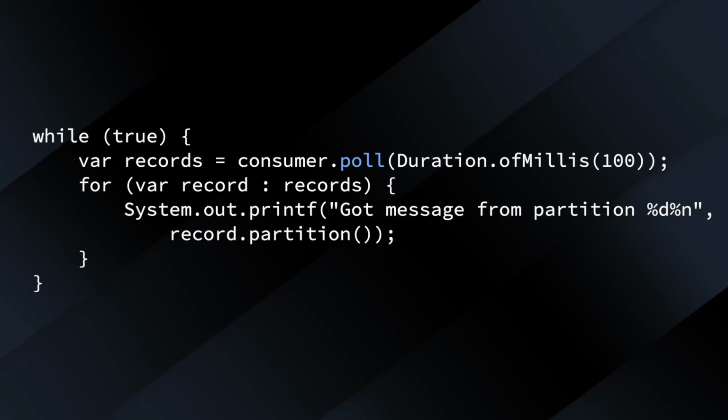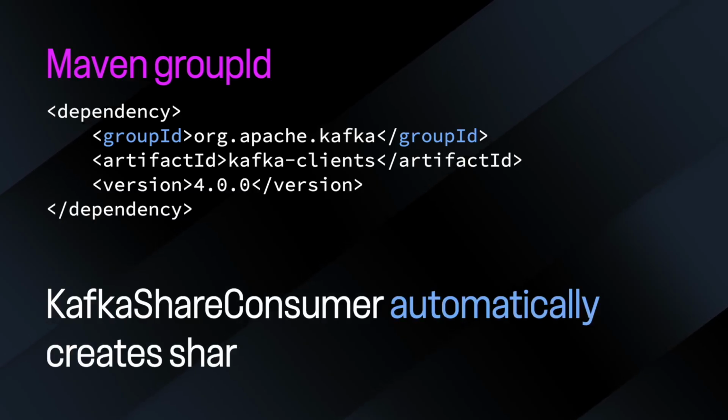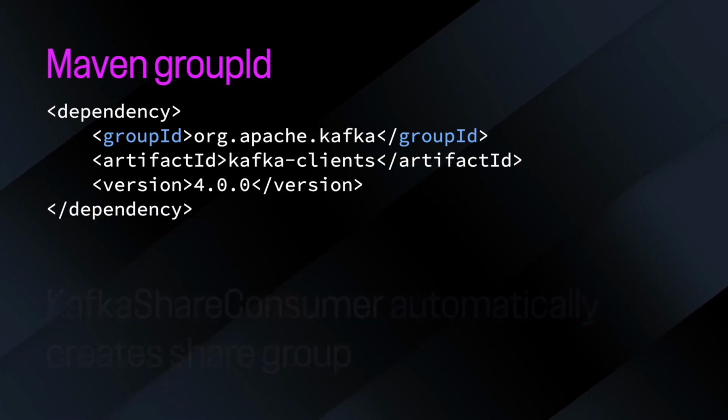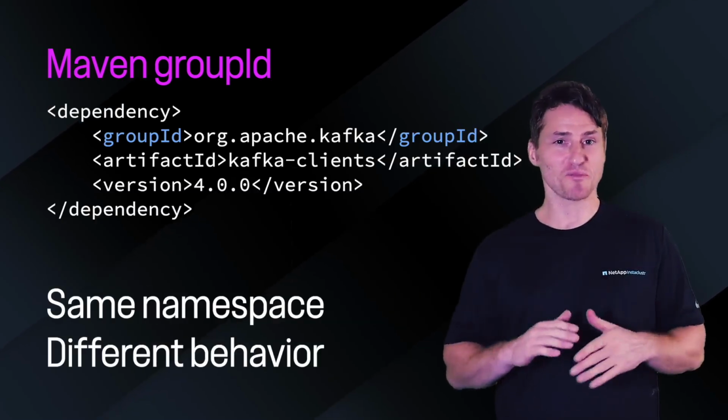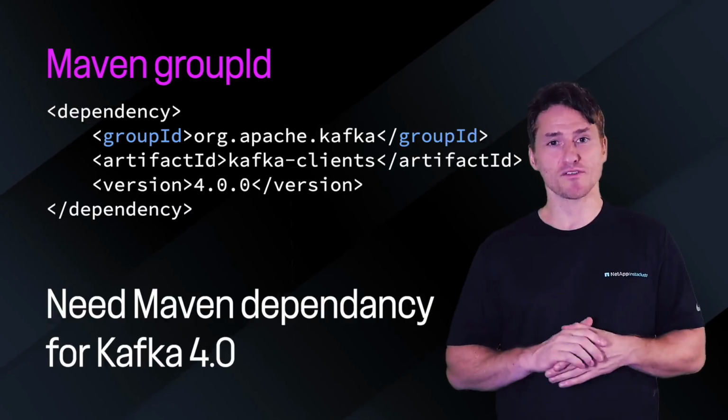Do you notice something interesting? You can still use group.id just like before, but when you use it with KafkaShareConsumer, it automatically creates a share group instead of a consumer group. Same namespace, different behavior. Oh, and don't forget, you need the Maven dependency for Kafka 4.0.